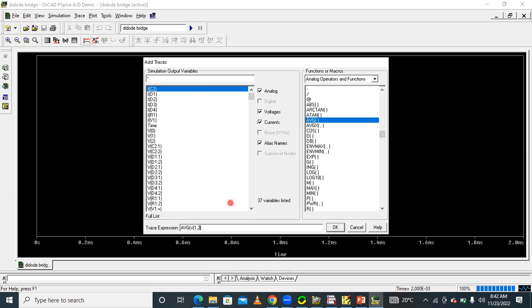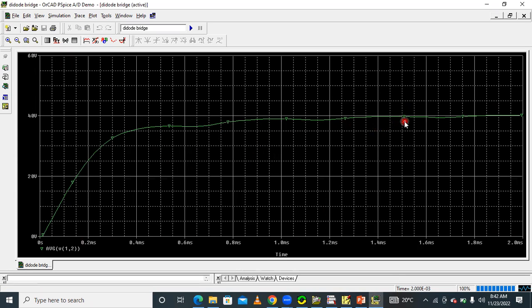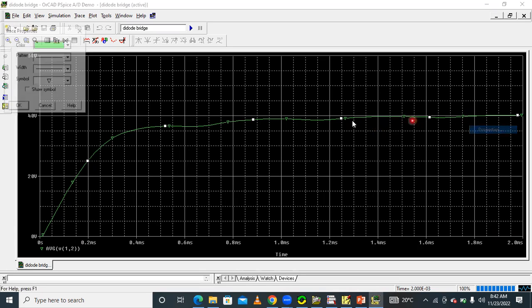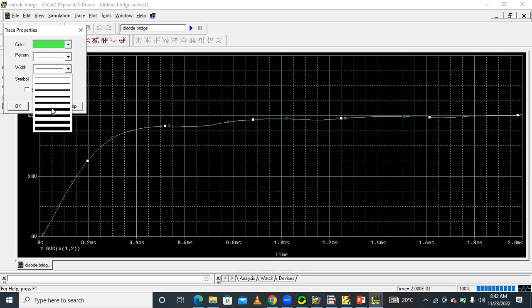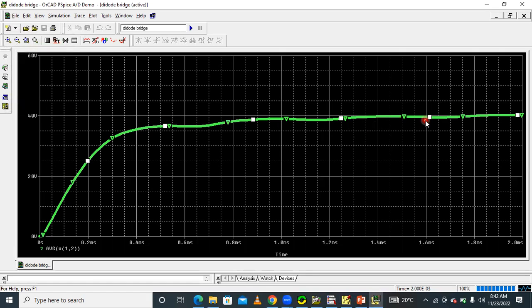Write the expression like this, with 1 comma 2. This is our average value, 40 volts, with the capacitor. So the average value is 40 with capacitance. Like this we will get it.